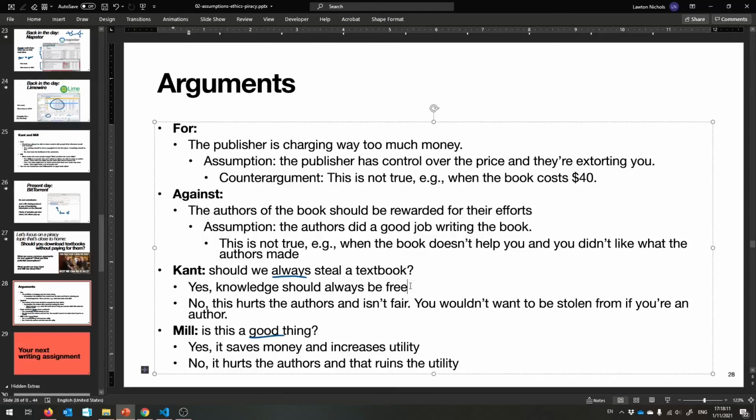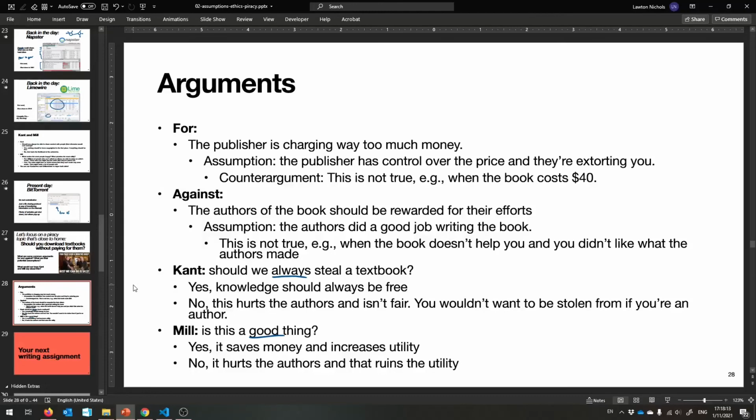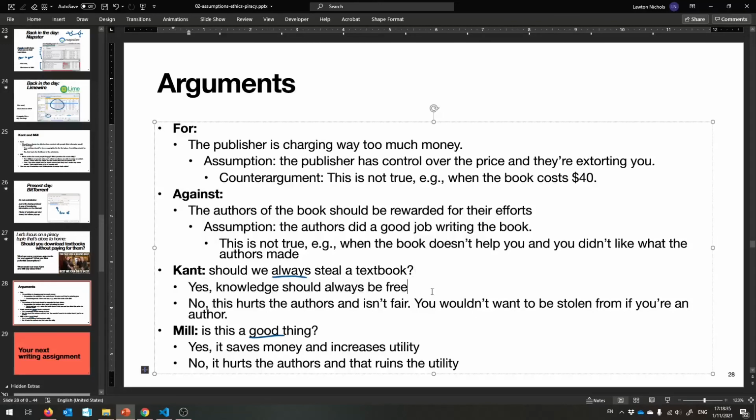So on one side, Kant would be like, yes, knowledge should always be free. If we allow knowledge to be open and free, more people would become educated, and that's, in Kant's mind, maybe a good thing. Okay? So, yes, we should always make things free. In a perfect world, the authors of the textbook would just be paid from the government or something. We'd all have universal basic income or something like that. And on the other hand, maybe you could argue that Kant would say no to this question by saying that this hurts the authors and isn't fair.